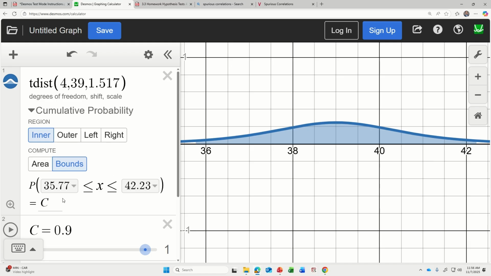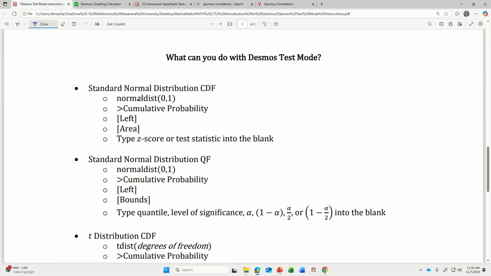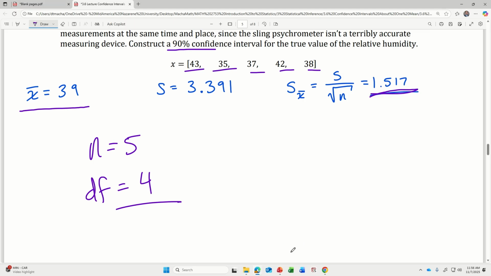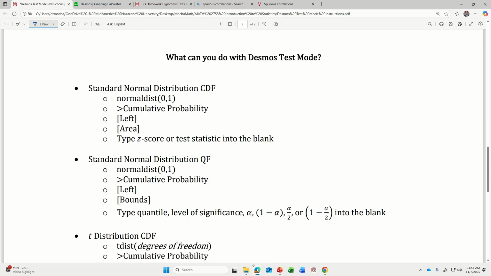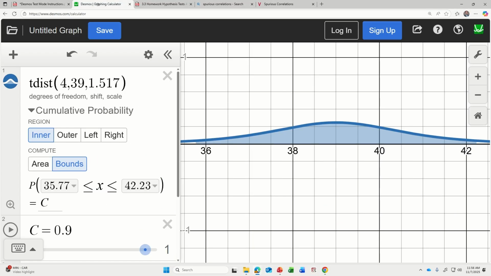Okay, so we got a lower bound of 35.77 and 42.23. I wonder if that's the same thing we got on Tuesday. It's not. It's not? That's interesting. Isn't it the sample mean plus or minus the margin of error? Yeah. So I wonder why we got a different answer. We'll find out.